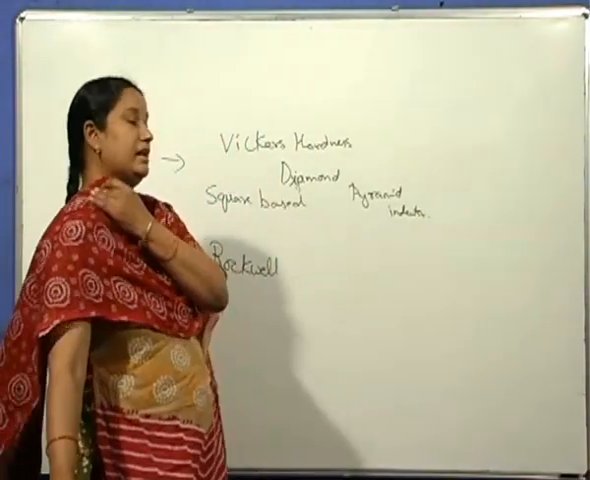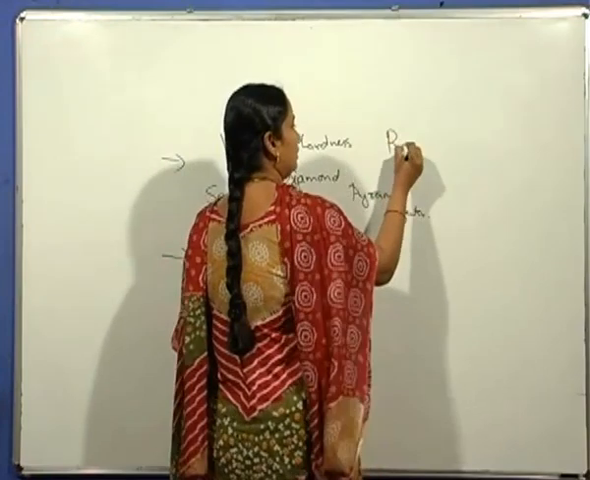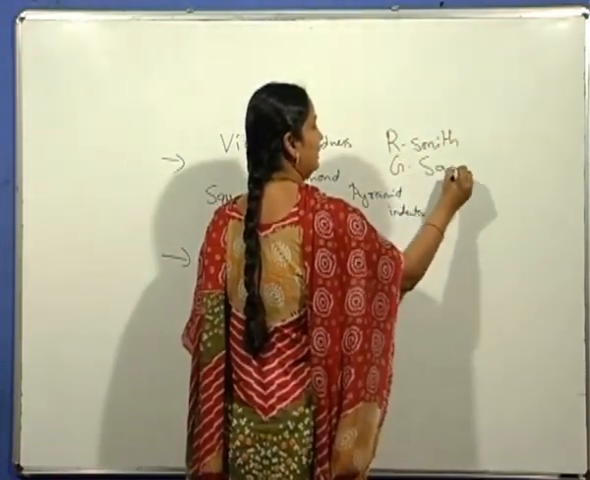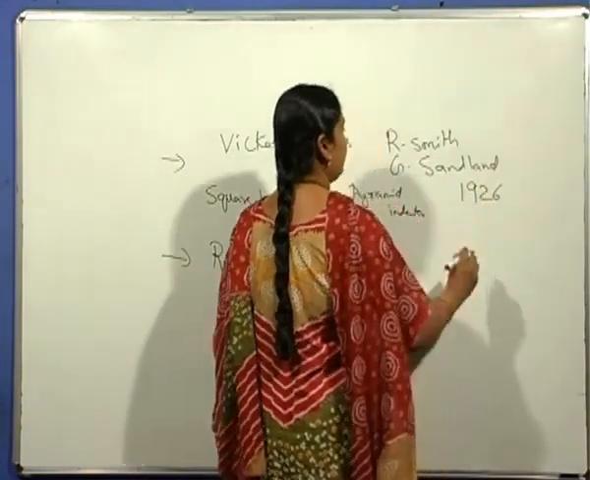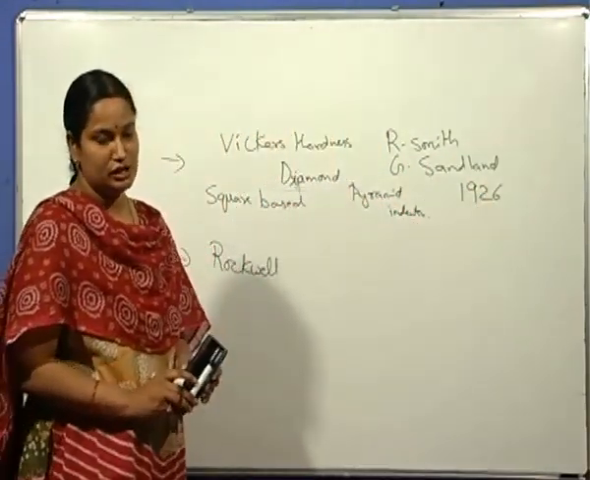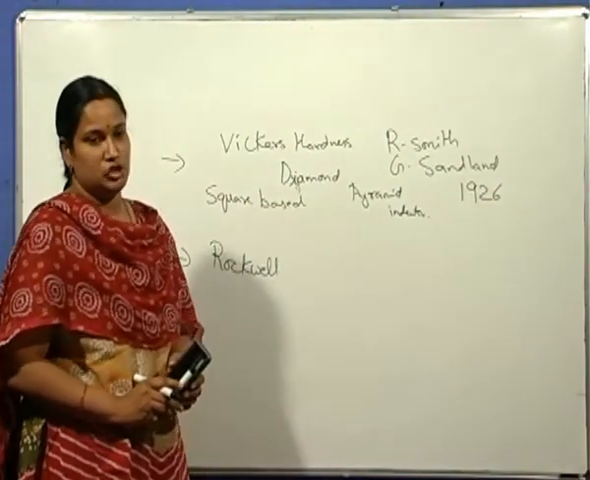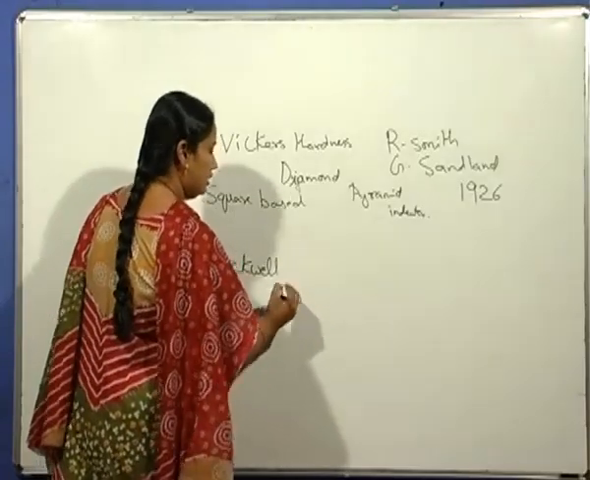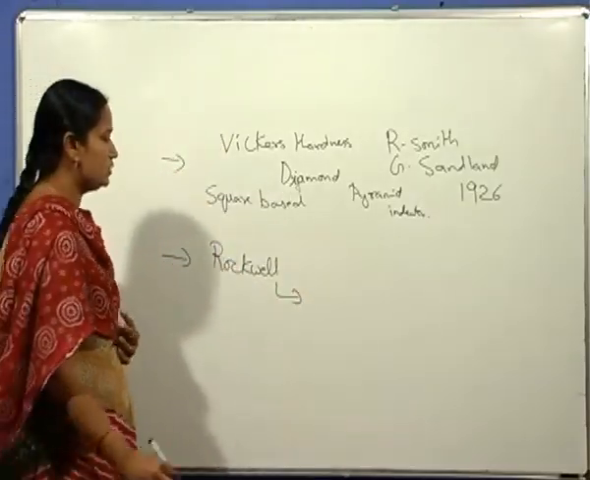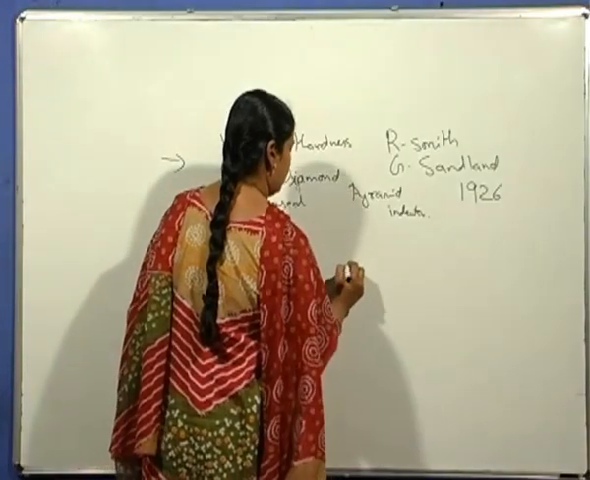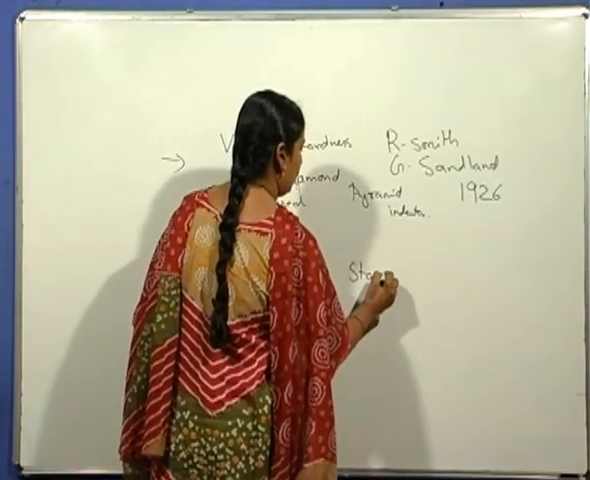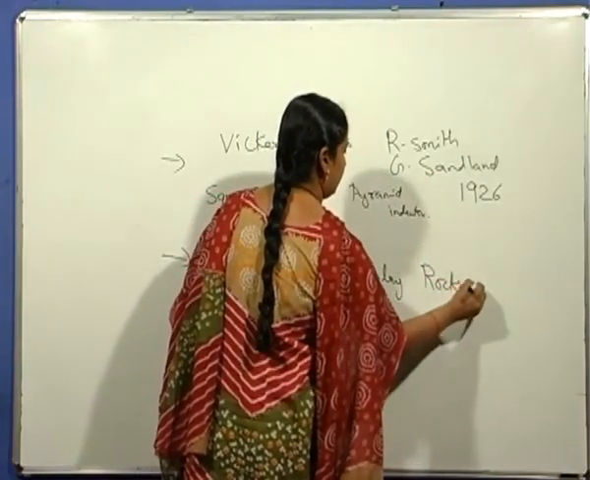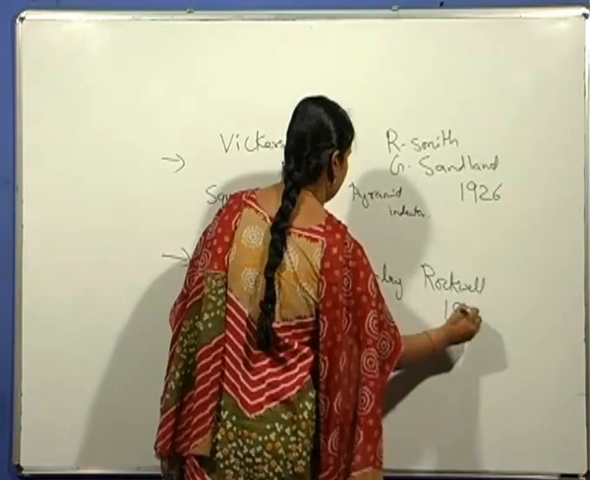Vickers hardness was developed by R. Smith and G. Sandland. In the year 1926, R. Smith and G. Sandland introduced a pyramid-shaped indenter, and the Rockwell indenter was introduced by Stanley Rockwell in the year 1919.